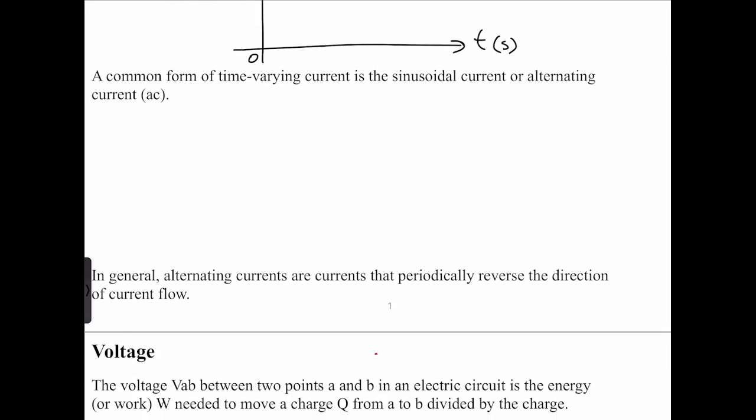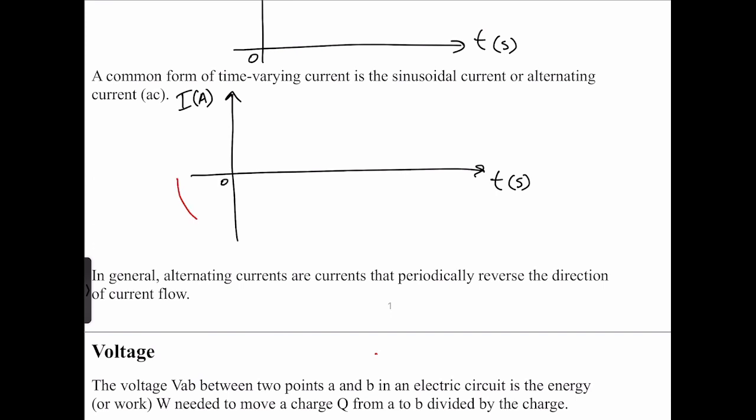Another form is the time varying form, which is normally sinusoidal or alternating current, and that can be described by a graph. Here we have positive 2 amperes. Here we have negative 2 amperes.